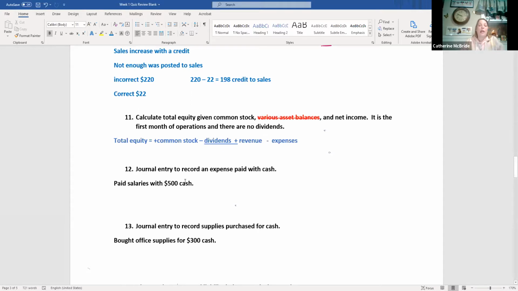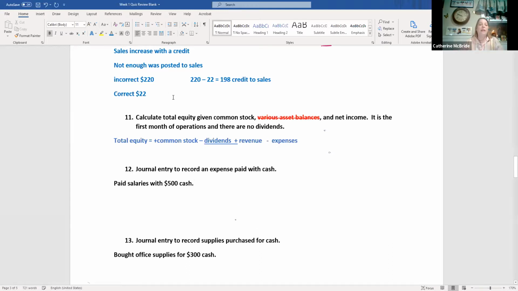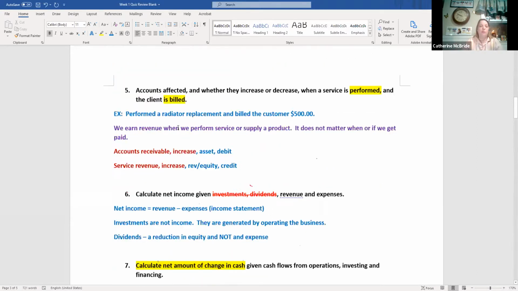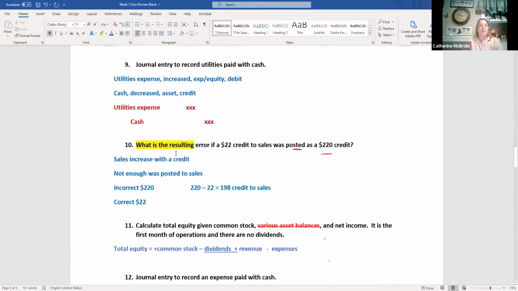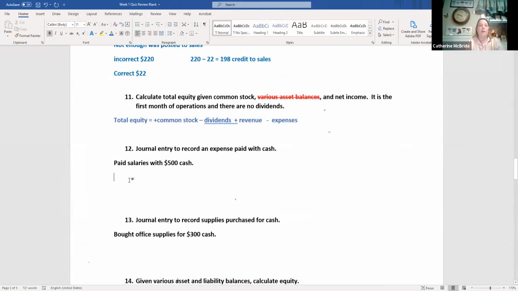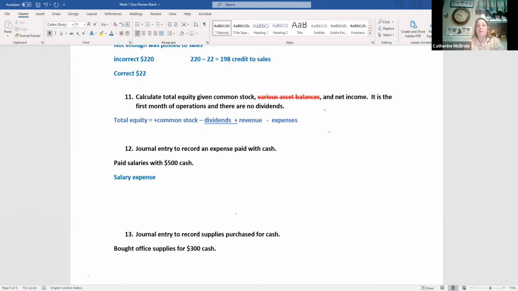Journal entry to record an expense we paid with cash. So let's say that we paid salaries with cash. What two accounts are affected? Salary expense, or wage expense. These account names aren't magical. I mean, you'll see all the same ones in your accounting book, but in the real world, they're just descriptive of what they are. And so what's the second account? You're going to credit cash.